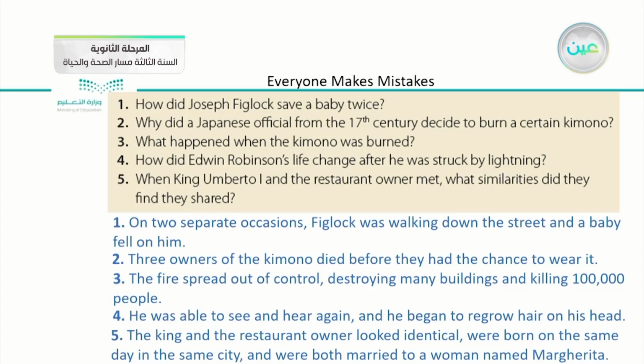We have 5 questions. Number 1, how did Joseph Figlock save a baby twice? Number 2, why did a Japanese official from the 17th century decide to burn a certain kimono? Number 3, what happened when the kimono was burned? Number 4, how did Edwin Robinson's life change after he was struck by lightning? Number 5, when King Umberto I and the restaurant owner met, what similarities did they find they shared? And the answers of these questions are as shown here on this slide.